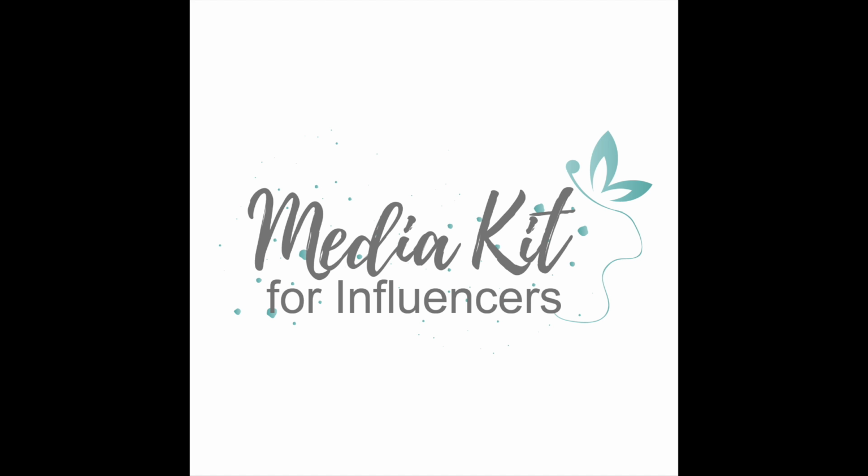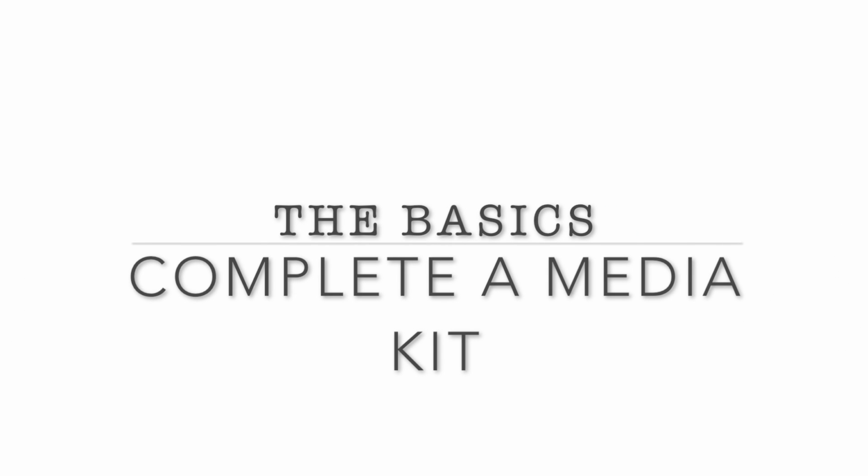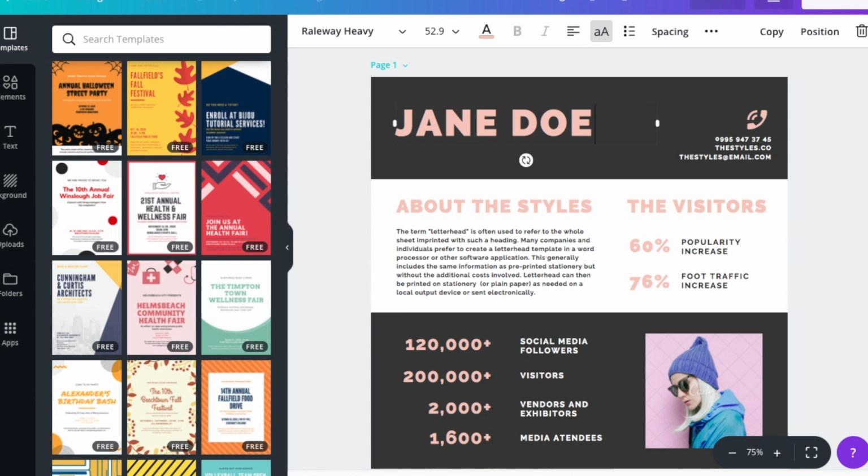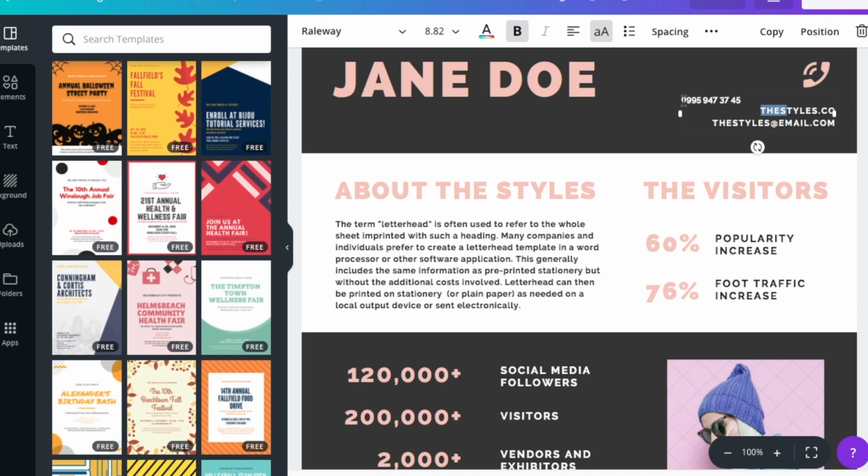We're going to go ahead and jump into today's episode of creating a one-pager media kit using Canva. So we've pre-selected our media kit and we're just going to go ahead and start completing it. We're going to start off by filling out the name. We're going to use Jane Doe just as a perfect example to use throughout this process.